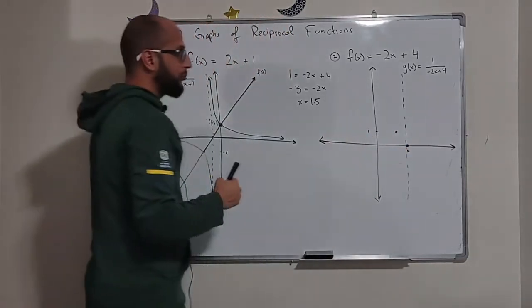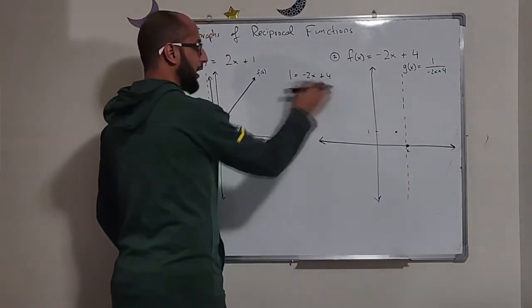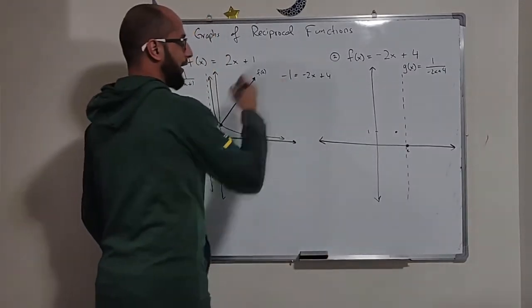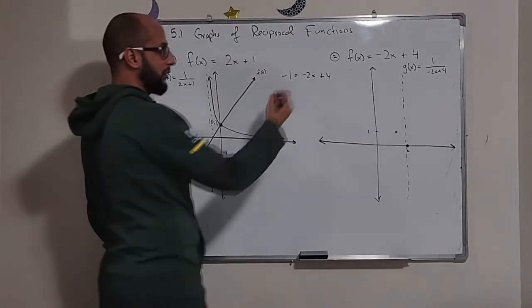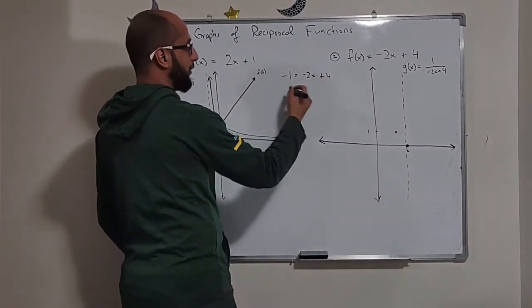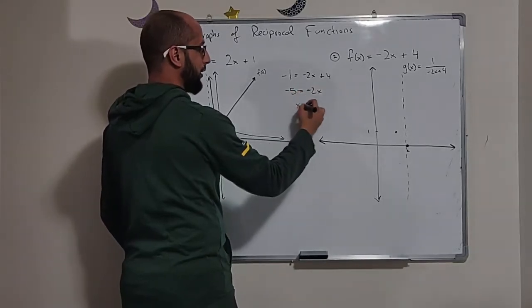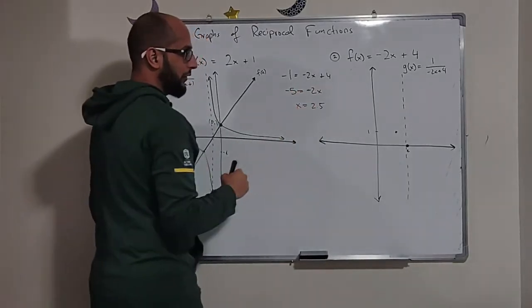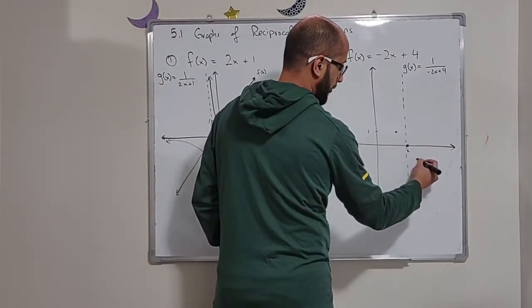I have my positive 1 value. Then I'm going to do the same thing, and this time I'm going to find it for negative 1, because I want to find out where y is equal to 1 and where y is equal to negative 1. Negative 1, take the 4 to the other side, it'll be negative 4, that becomes negative 5, equal to negative 2x, and x is equal to 2.5. So at 2.5, it will equal -1.